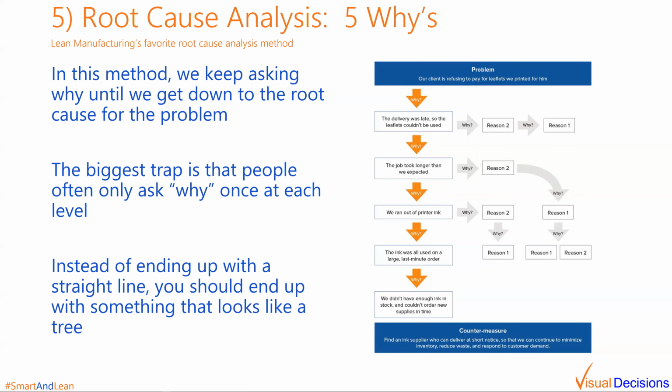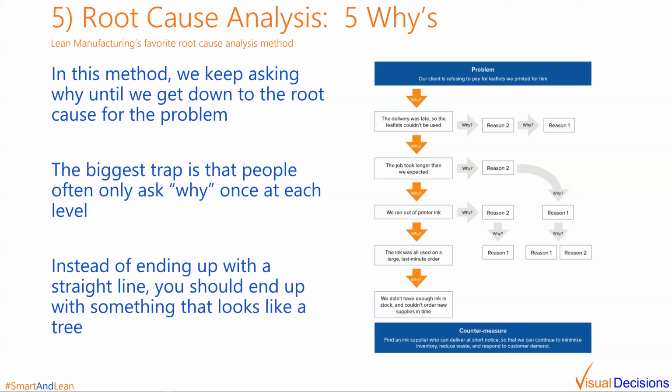In this case, the next question was, why is the delivery late? Eventually, we reached the root cause of the problem, that we ran out of ink and couldn't order additional supplies in time. And at this point, we've reached a cause that we can take action on. So we put a countermeasure in place to find a backup ink supplier we can use in emergencies, so that we can keep our normal stock minimized, but have a place to go to for periods of surge demand.